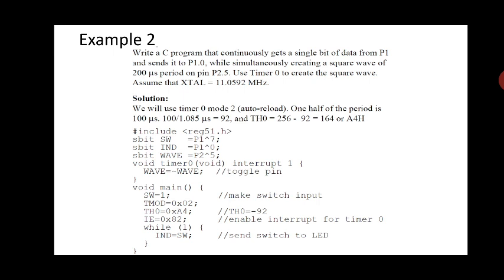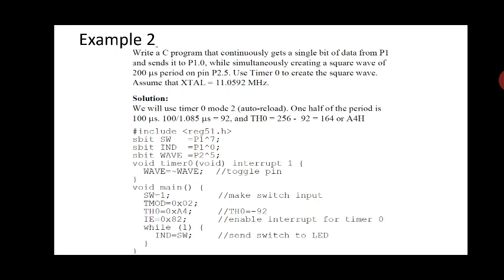You need to give it a caret, so P2^5. You should not write P2.5, because that is not valid in a C program. We need to give it a caret. This interrupt program is given here: timer 0, interrupt 1. Wave is equal to complement of wave, the toggling operation.